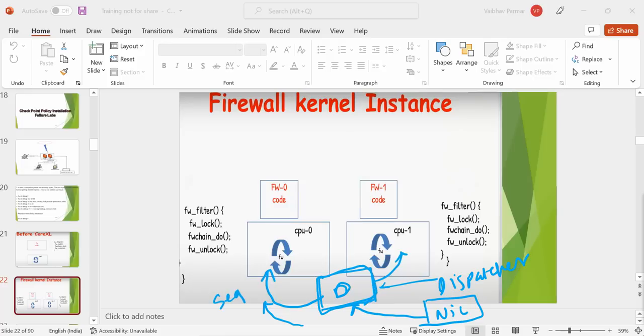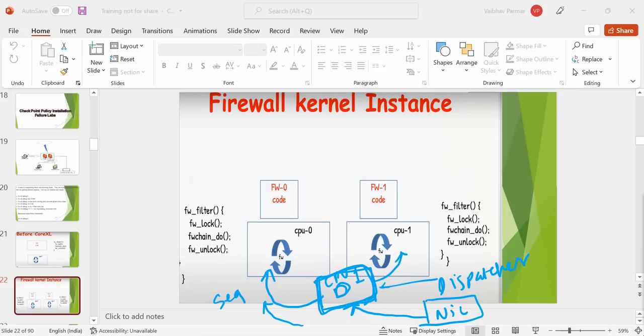This dispatcher also consumes one of your CPUs. One of the CPUs you can make a dispatcher, and for whichever packet hits that CPU, its only role is to send the packets to a relevant CPU which has the bandwidth. That was what was happening with these kernel instances, and having multiple firewall cores was helpful to process packets fast.